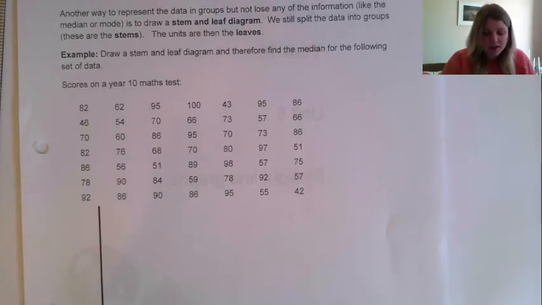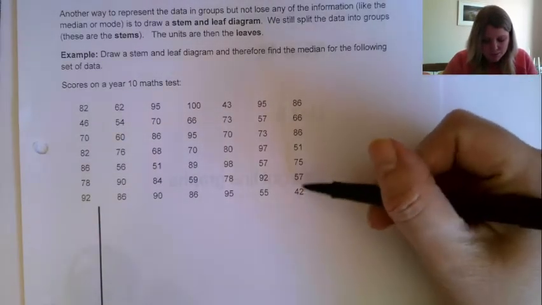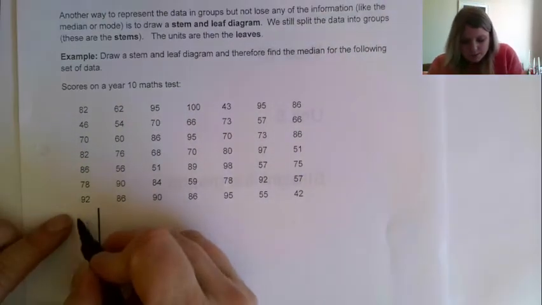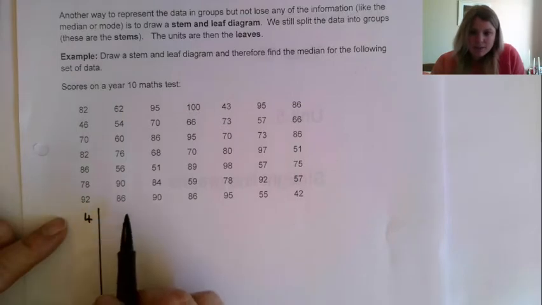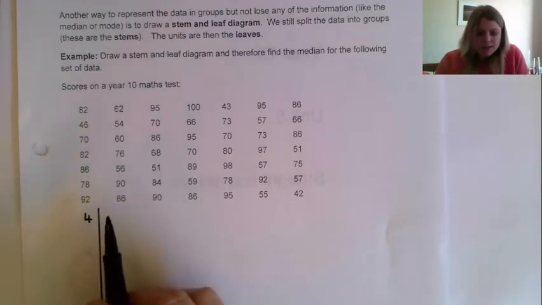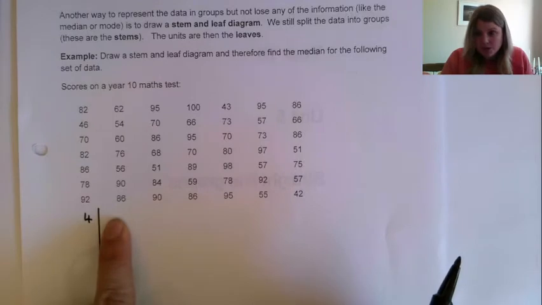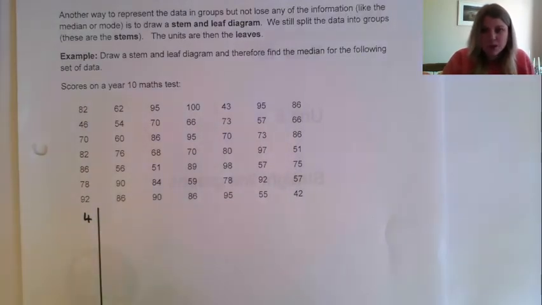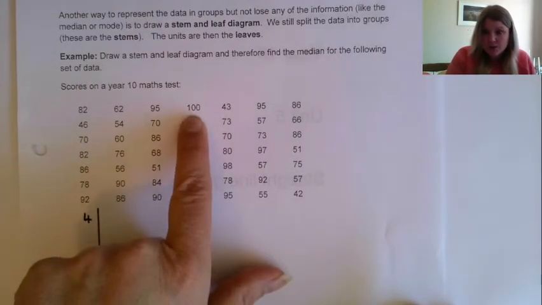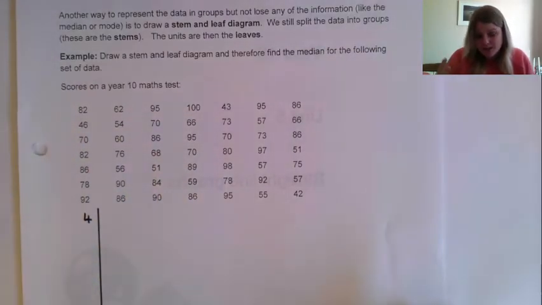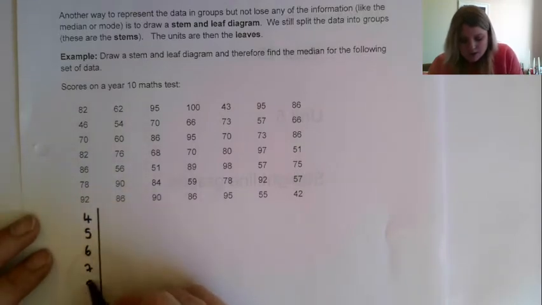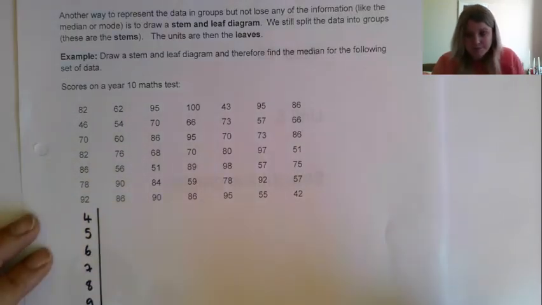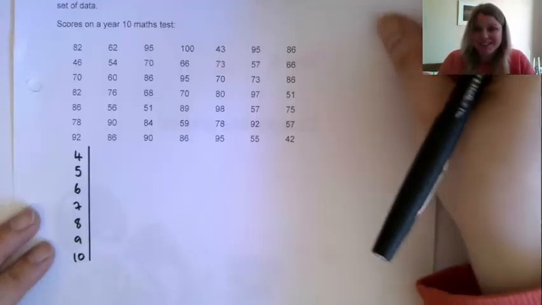Okay, I've had a wee look there. I think the lowest score we have is in the 40s. So instead of writing 40, I just put a 4. And then I'm going to be listing any numbers that come, like if it was 42, I'll put a 2 there. Seems a little bit confusing at the start, but once we get going, you'll see what I'm at, I promise. Our highest is 100, so we're going to have to go from 4 up to 10. So 4, 5, 6, 7, 8, 9, 10.